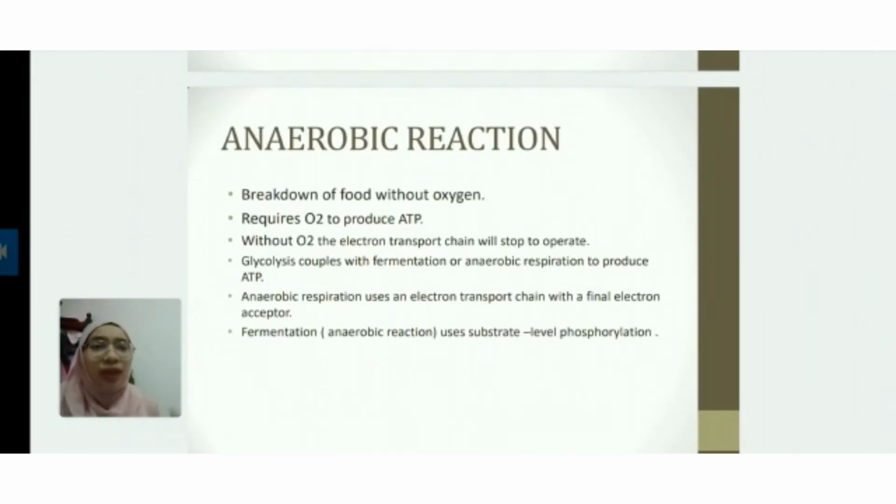Anaerobic respiration. What is anaerobic respiration? It is a breakdown of food without oxygen. The electron transport chain requires oxygen to produce ATP. Without oxygen, the electron transport chain will stop operating. Glycolysis couples with fermentation or anaerobic respiration to produce ATP. Anaerobic respiration uses an electron transport chain with a final electron acceptor. Fermentation uses substrate level phosphorylation.